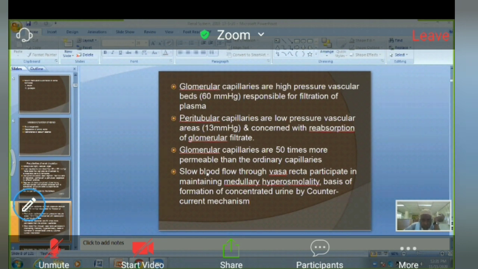Then slow blood flow through the vasa recta. In the kidneys, there is a specialized type of capillary.